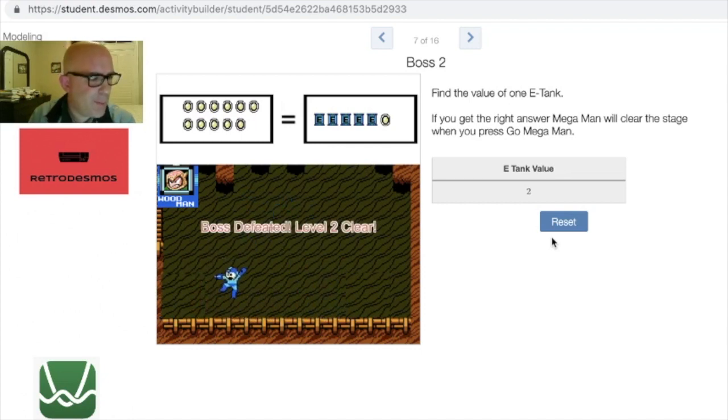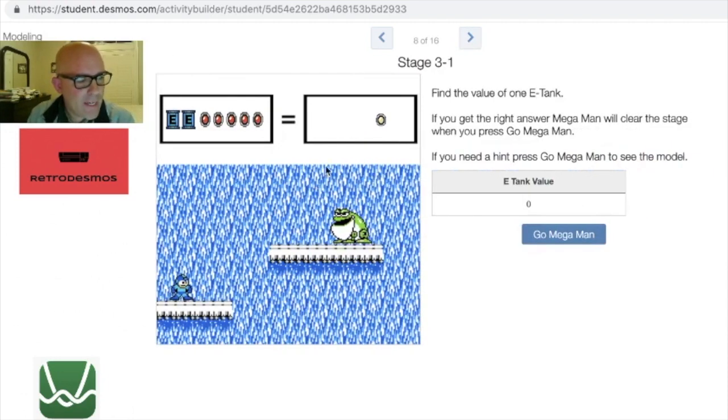Again, I love the ability to animate and see that feedback. And I've had students really anticipate what's going to happen. They're always worried if Mega Man's actually going to clear that stage or not. And so we moved on. We've gone through our first set, our second set, and now we've progressed to our third set.